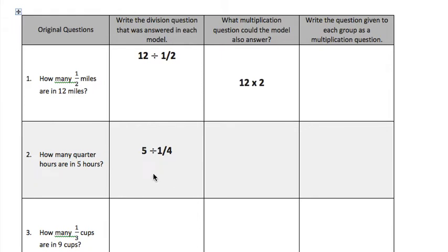So in question 2, how many quarter hours are in 5 hours? We would take 5 and divide it by 1/4, because quarter means 1/4. Think of money if you have trouble with that. And represented out of the multiplication question, we would have 5 times 4.